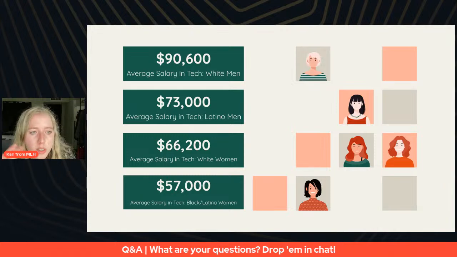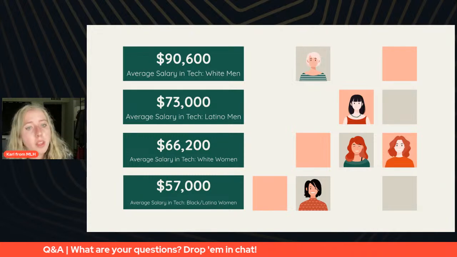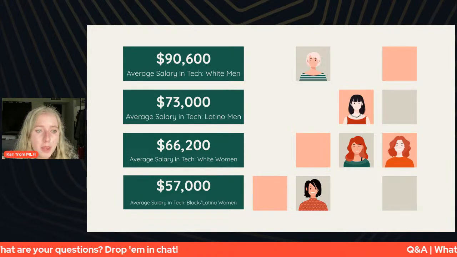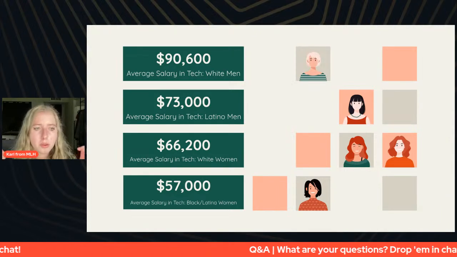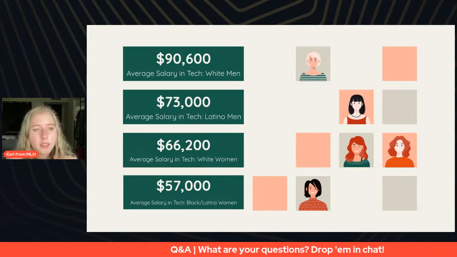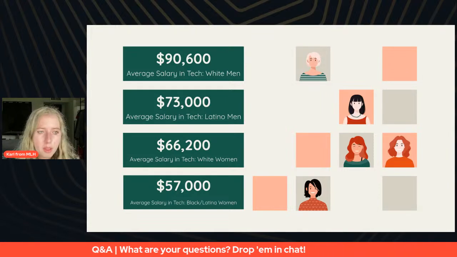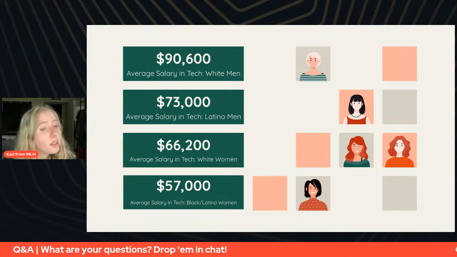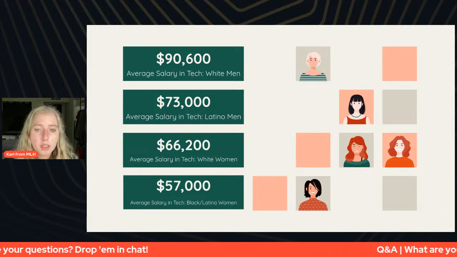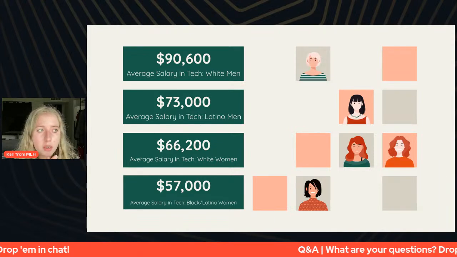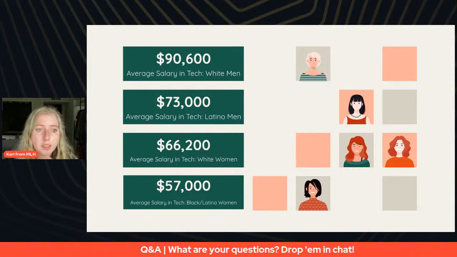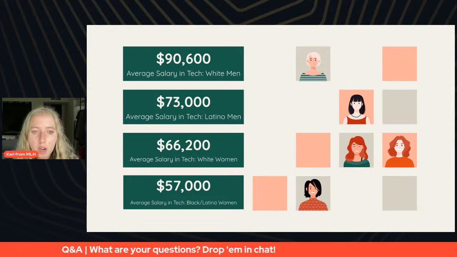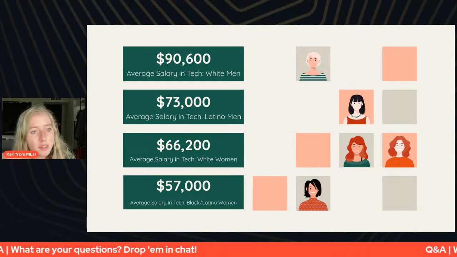So we're seeing disparities at every level. But especially when we compare the salary of a white man to the salary of a Black and Latino woman, that's where we're really seeing the biggest divide, right? And average salaries take into account a lot of things. And so it is more complicated to try and fix this divide.